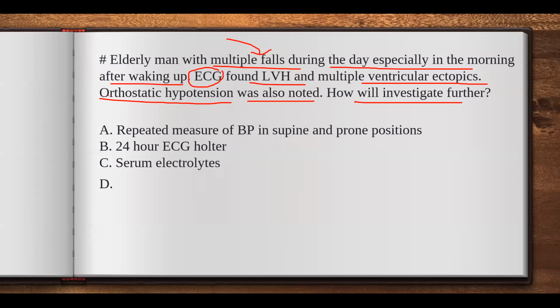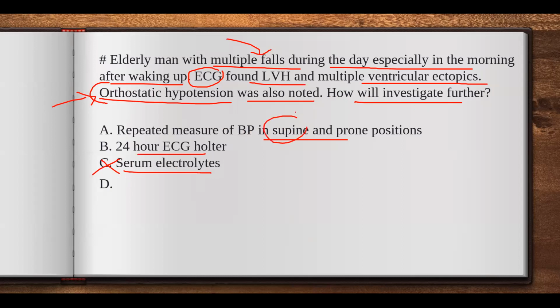So we have got some finding in the ECG. We have got some finding in the blood pressure also. For this patient, what would you do next, or how would you investigate this patient further? You want to do a repeat measure of blood pressure in supine and prone position, 24-hour Holter, serum electrolytes. Serum electrolytes are not important in here because we haven't got any vomiting or diarrhea. If we would get something like that, we could choose that. Now, if this patient has postural hypotension, we should always confirm that. And we confirm it by doing a repeat measure of blood pressure in sitting and standing position.